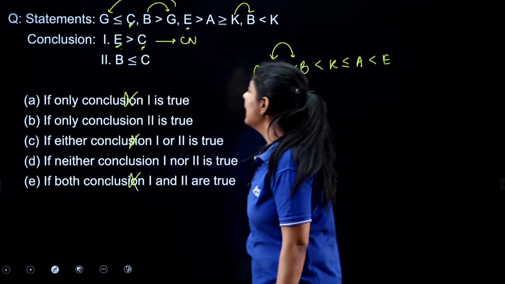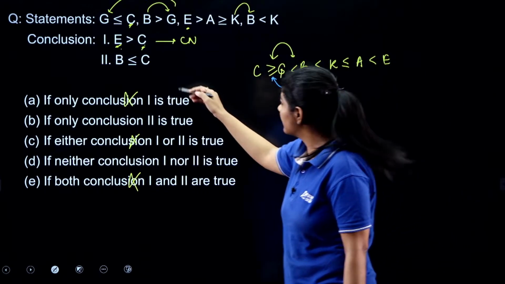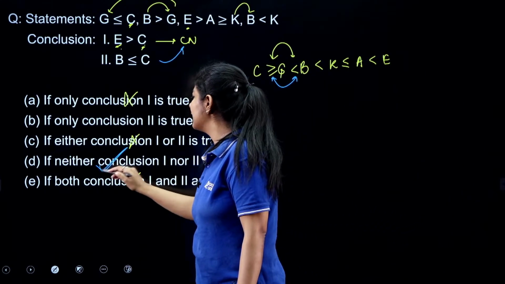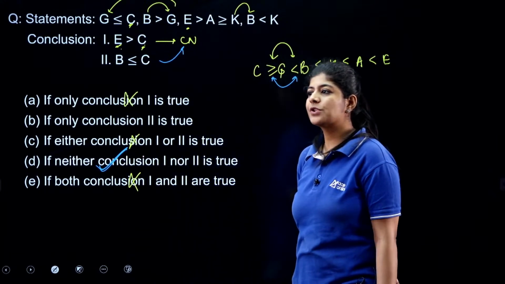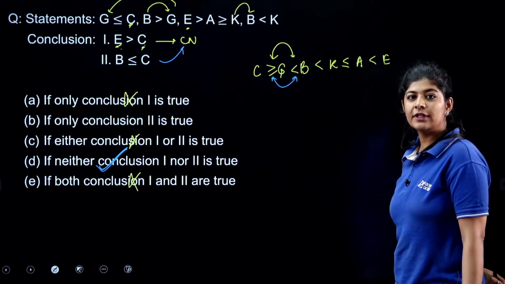Next, B is greater than and less than. Again, the symbols are opposite. Again, we can't say anything. That means option number D is the correct one. Option number D is the correct one. Very good. Everyone got the correct answer.